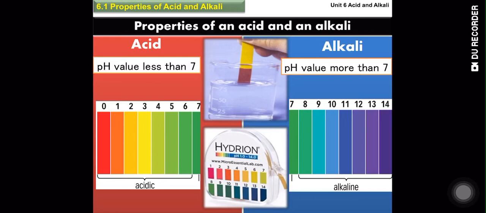If you see here, the smaller the number of the pH value, less than 7, the stronger the acid. If you look at the number 1, it shows that it's a very strong acid compared to number 2. Number 2 is a very strong acid compared to number 3. Number 3 is a stronger acid compared to number 4. And number 7 is actually the neutral state.